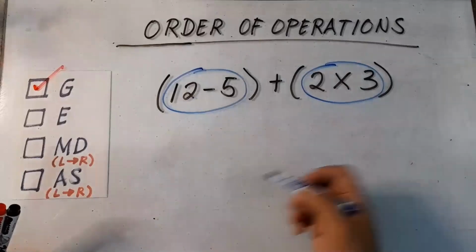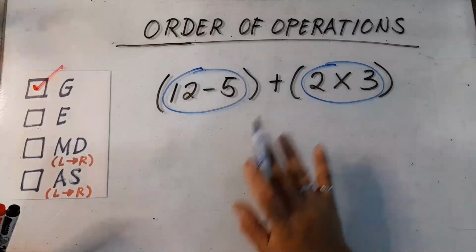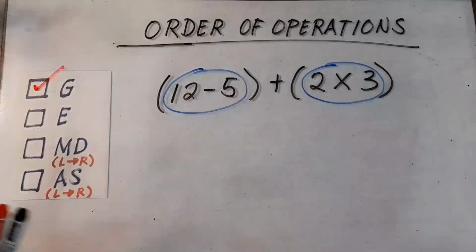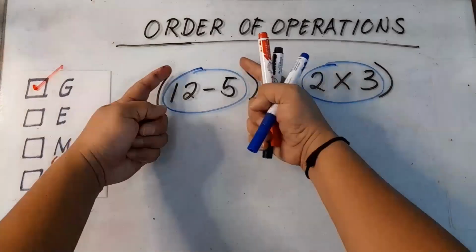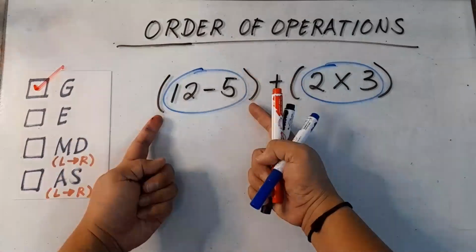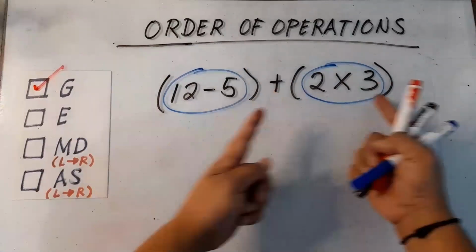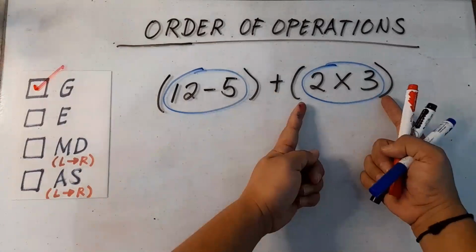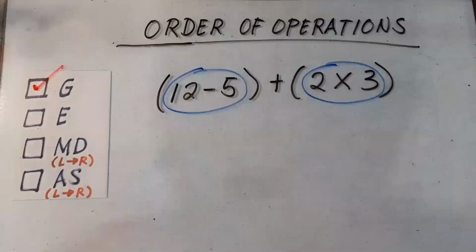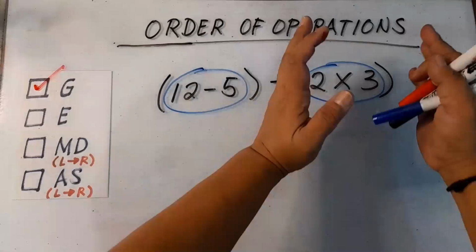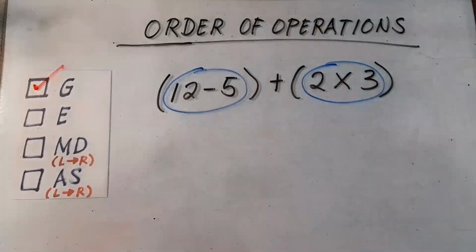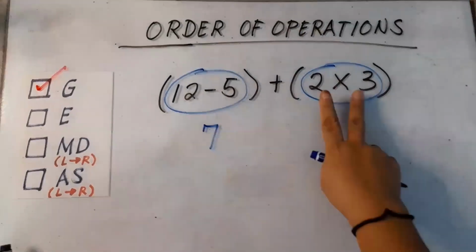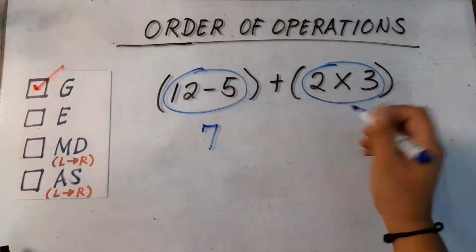Bakit? Kasi these two expressions are independent. Pag sinabing independent sila sa isa't isa, etong value ng 12 minus 5, hindi naman nakadepende dyan yung value na nasa loob ng ating pangalawang pares ng grouping symbol. Okay? So, magkahiwalay sila. So, ang gagawin natin, kukomputin na natin yung 12 minus 5. And what is 12 minus 5? 12 minus 5 is 7. And 2 times 3 here is 6.